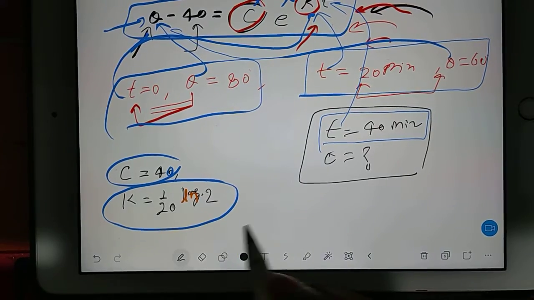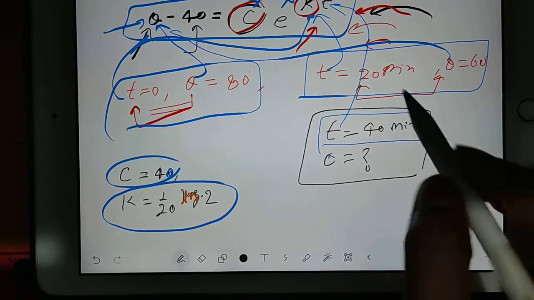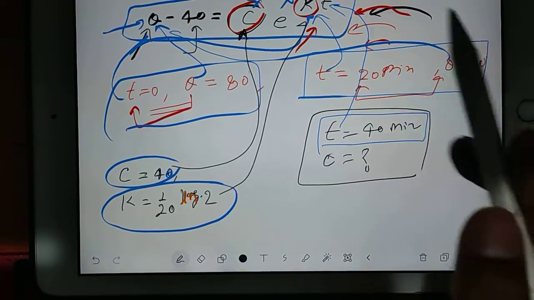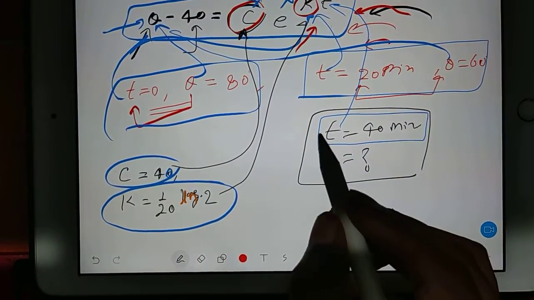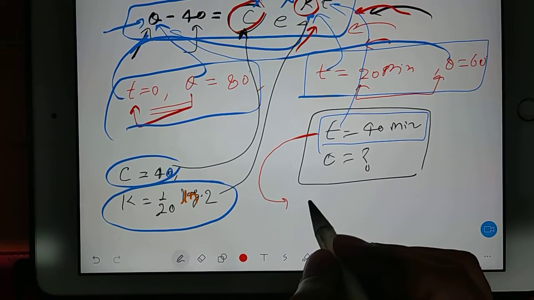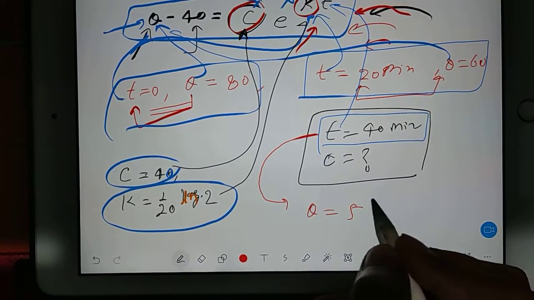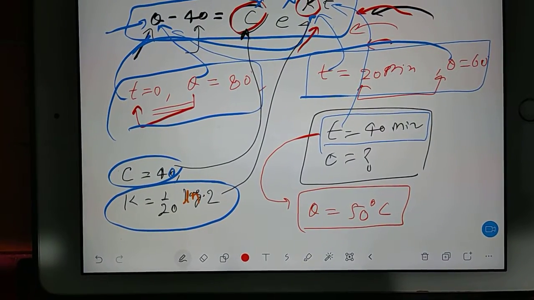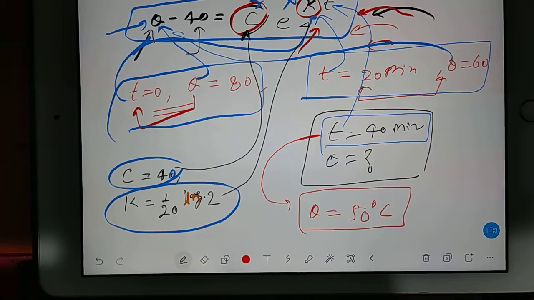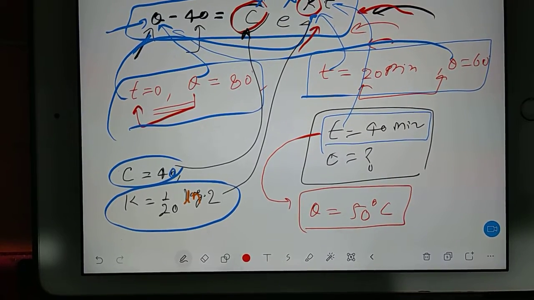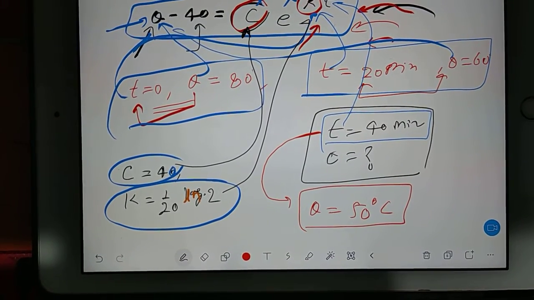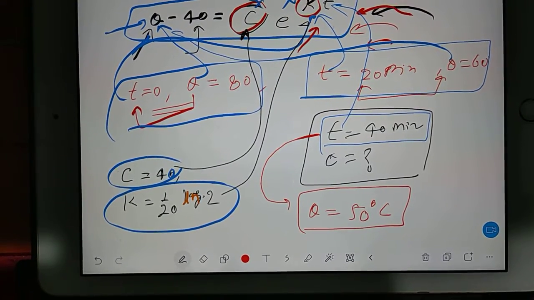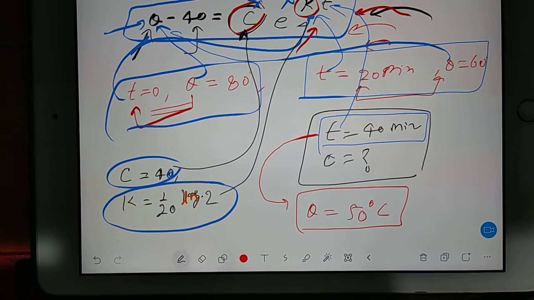After getting all these things, in the last you get a fresh equation where you substitute the c value and k value, then you substitute t equal to 40 and you will get your theta value as 50 degrees Celsius. So if this kind of question comes in the GATE exam, it will be a little bit lengthy, but if you have practiced one time, then it will be easy for you. You will know the procedure.